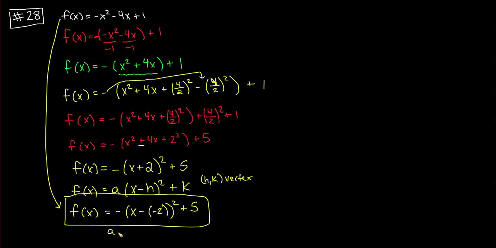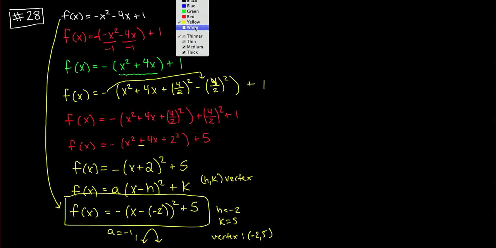So here a is -1, and that means the parabola opens down like this, and h is equal to -2 and k is equal to 5, so the vertex is -2 comma 5. It's going to open down, so I think it's going to have some intercepts.